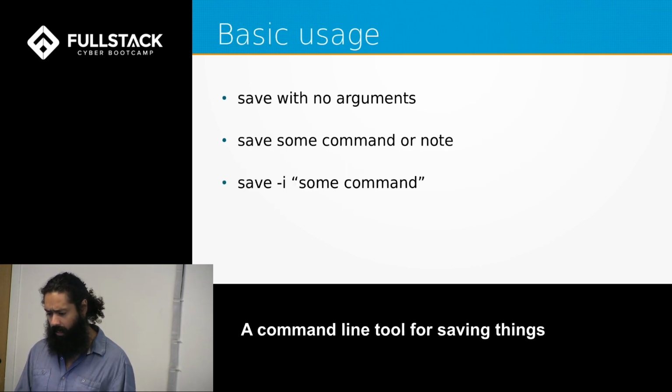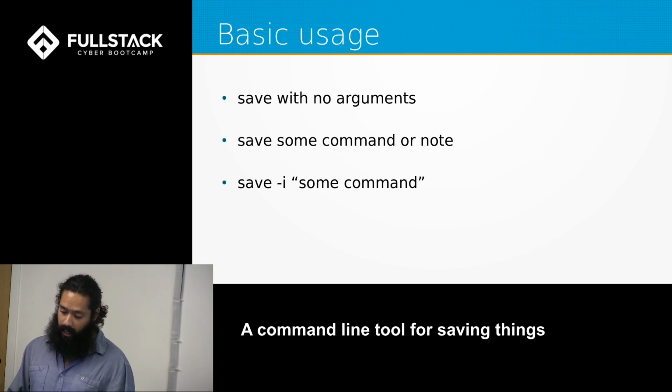A basic usage of save, just running save with no arguments, is going to save the last command in your history. A lot of times you are trying to do something and the syntax is wrong, so you just type save and it's there, forget about it, continue on. Otherwise, you could send any string of text into save and it'll save it. The point is that it's fast. Any idea you have, you just put it in there and keep going.